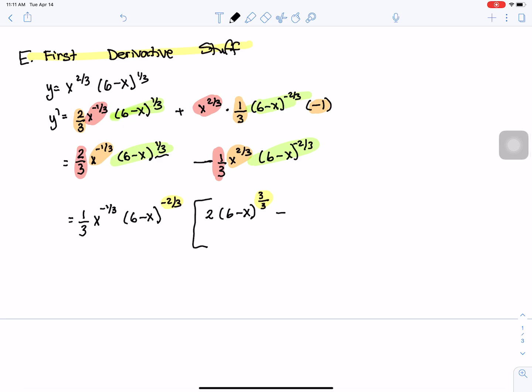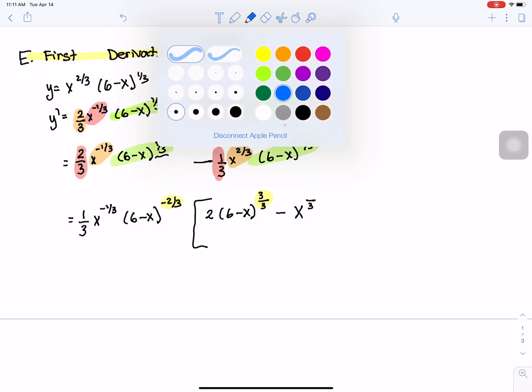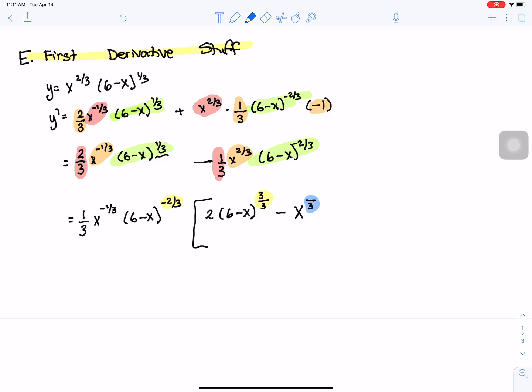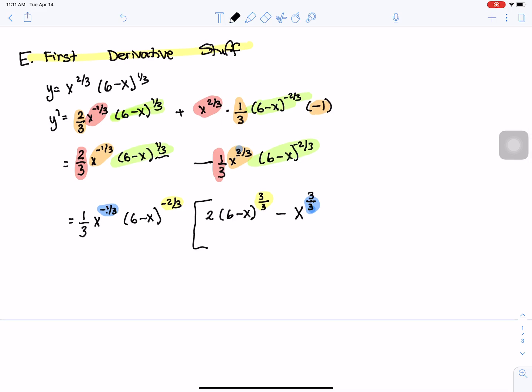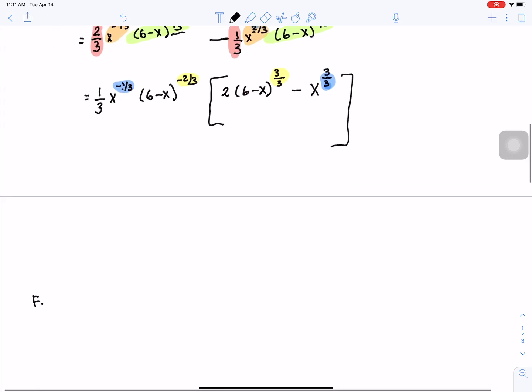Minus, now x to the 2/3, I'm going to do the same thing, x to the something over 3. Let's do it in green. Something over 3 plus negative 2 over 3 needs to give me the original 2 over 3 that, over here. So negative 1/3 plus something over 3, but you'll notice if I put a 3 over 3 here, 3 over 3 minus 1 over 3 will give me that 2 over 3. And then I've factored out the 6x to the minus 2/3, so that's what's left on the inside.